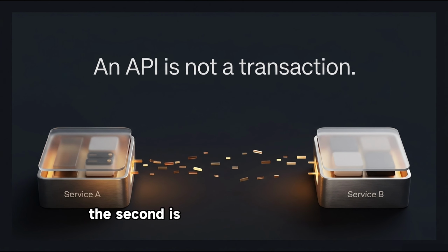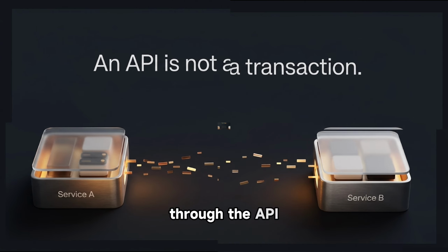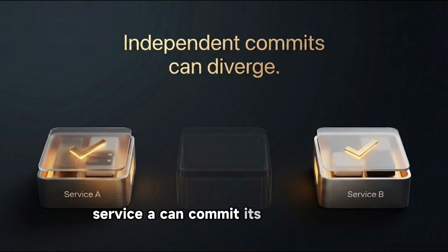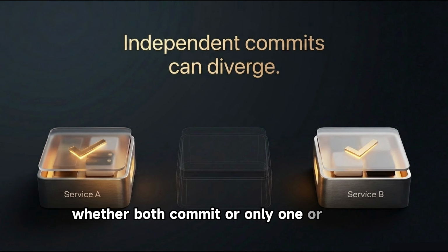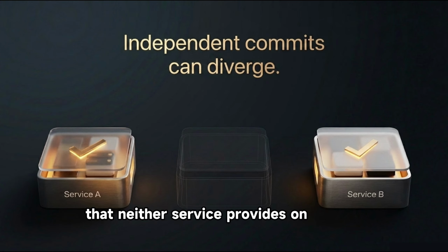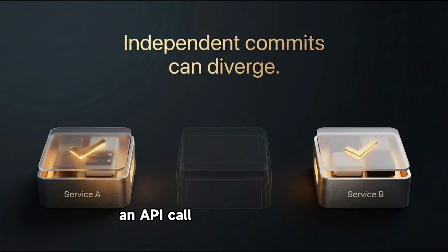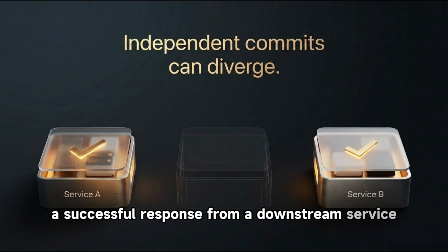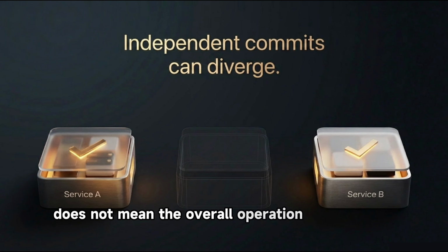The second is the service API boundary. When one service calls another to coordinate a state change, the consistency guarantee does not travel through the API. Service A can commit its own changes. Service B can commit its own changes. Whether both commit, or only one, or neither, depends on coordination logic that neither service provides on its own. An API call is not a transaction. A successful response from a downstream service does not mean the overall operation is consistent.